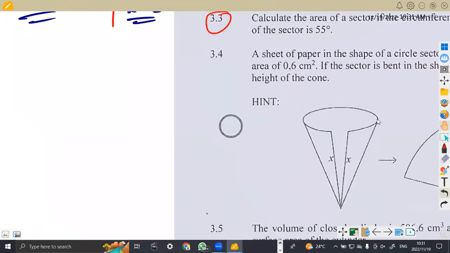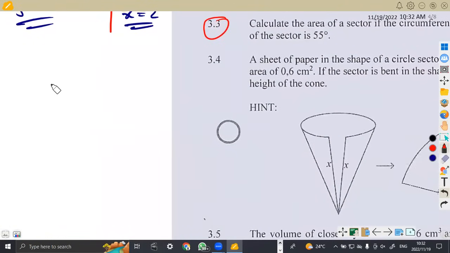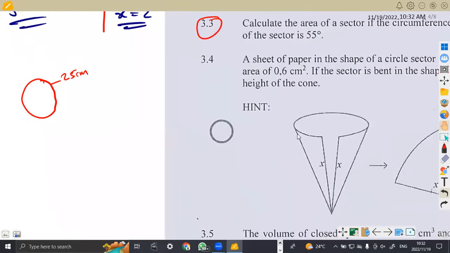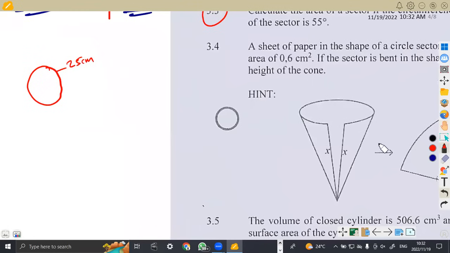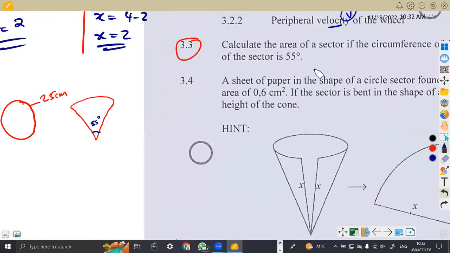This is the question. We have the circumference of a circle, which means we've got a circle like this, which has a circumference of 25 centimeters. And we are given that the angle of the sector is 55 degrees. So the sector from where it was taken, this is our sector. Here it has an angle of 55 degrees. And we actually know that we are supposed to convert these angles to radians. So the question was for us to calculate the area, take note, calculate the area of a sector.